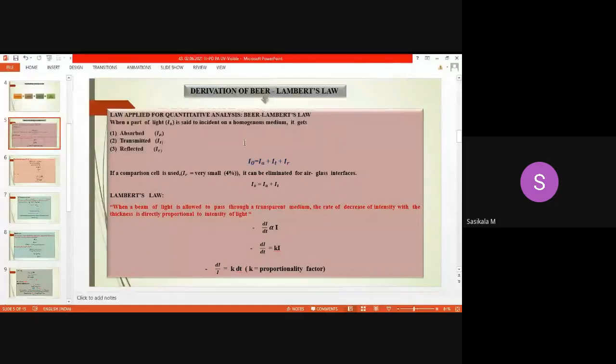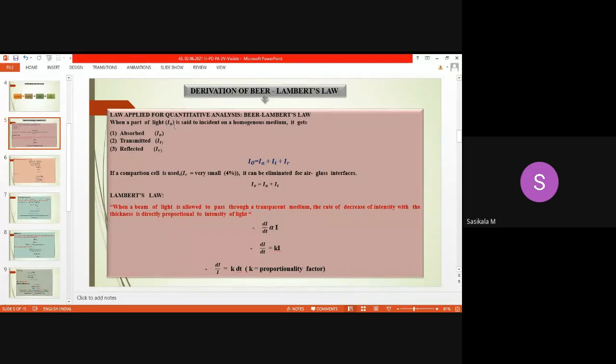Since Beer-Lambert is very important in spectrometric methods, we need to learn what Beer-Lambert's law is. Beer's law is different and Lambert's law is different. These two scientists derived the laws based on the absorption of radiation by the sample, and they are used in combination for quantitative methods. Both laws are combined to apply for quantitative analysis. So now let's see the laws applied for quantitative analysis, that is Beer-Lambert's law.